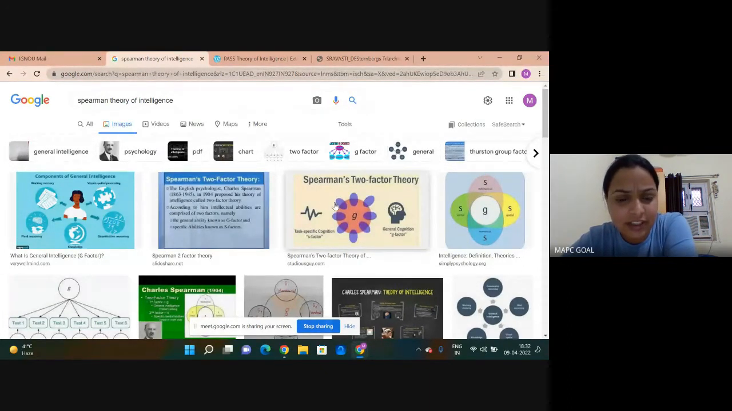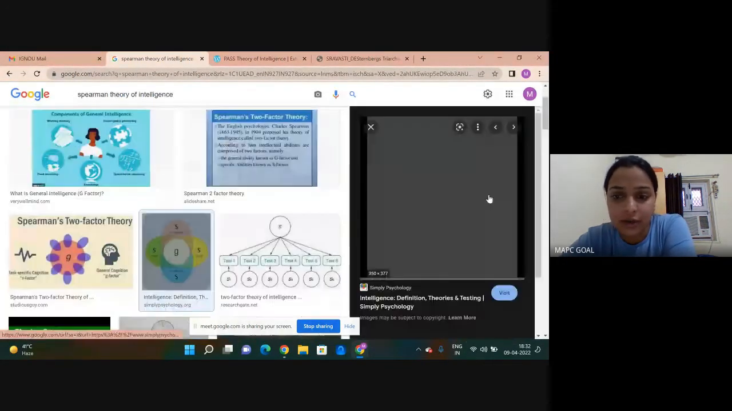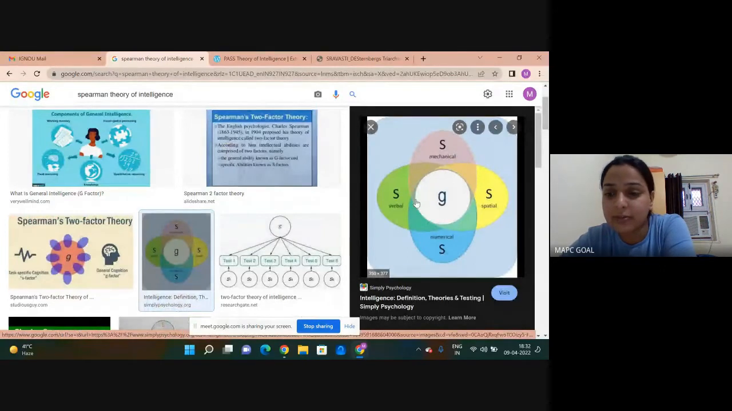In very simple terms, this theory says that we have a general kind of intelligence. Everybody has this general intelligence. It is known as general intelligence. And we have some kind of specific intelligence, known as mechanical, verbal, spatial, or numerical. That is what Charles Spearman believed, and this is what his theory was founded upon.